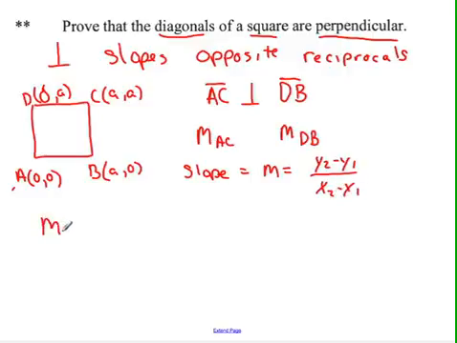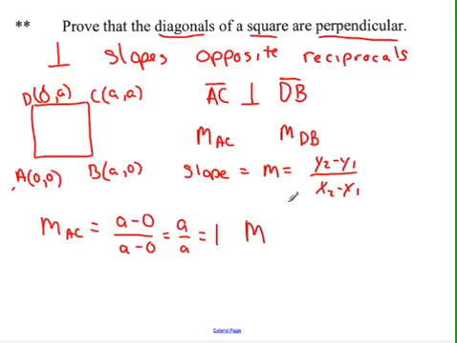So the first thing I'll do over here is I'll talk about the slope of AC. So the slope of AC, here's C, here's A, that'll be A minus 0 over A minus 0, which will just give me A over A, which should simplify hopefully down to 1. Secondly, I'll talk about the slope of DB. So I'll just put the DB kind of down here. And the slope of DB, I'll use D, and here's B. So I'll say that's going to be A minus 0 over, oh, look at that, 0 minus A. Okay, so be careful with the order.